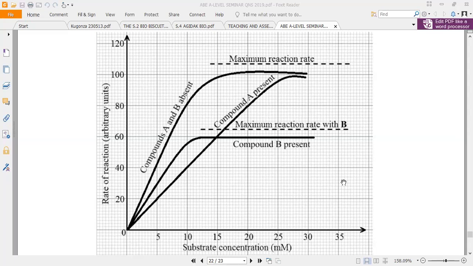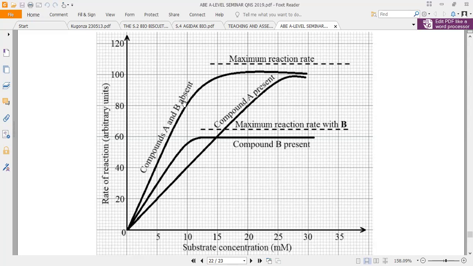That's why I say that compound A is a competitive inhibitor, since further increase in substrate concentration increases its rate of reaction. Whereas compound B is a non-competitive inhibitor, in a way that non-competitive inhibitors combine with the enzyme at any part other than the active site, altering the shape of the active site. Therefore the rate of reaction can no longer go forward.